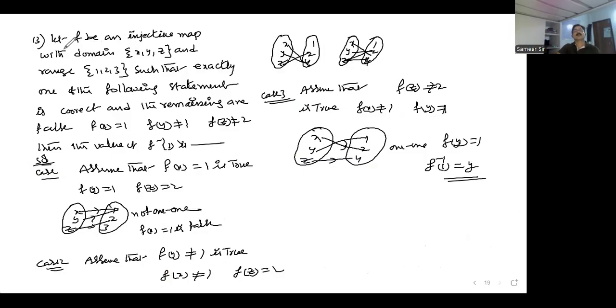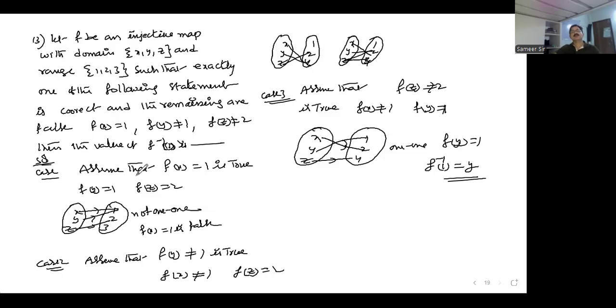13.1, he defined a function like this. Now, f is a one-one function with this domain and this range, such that exactly one of the following statements is correct and the remaining all are wrong. So three statements are given, right? And he's asking what is the value of f inverse of 1.